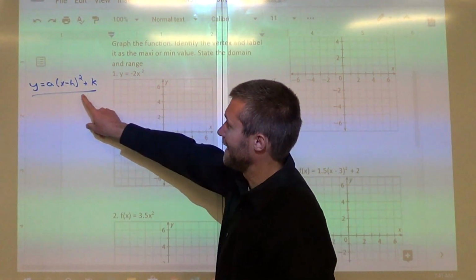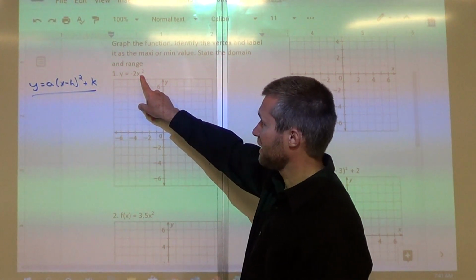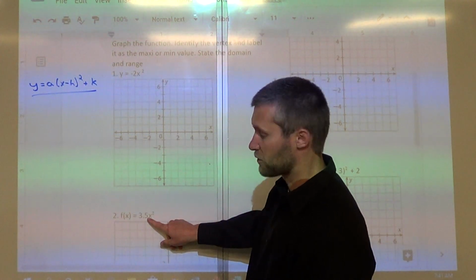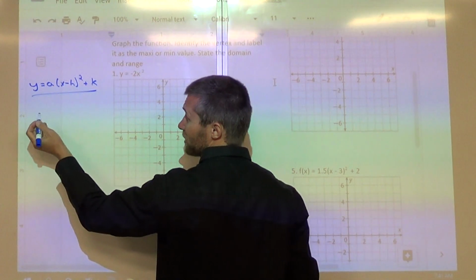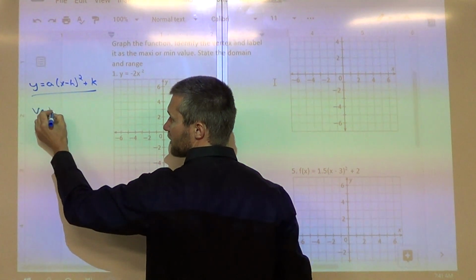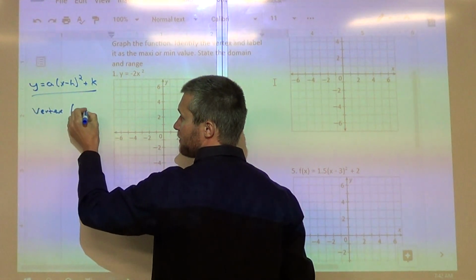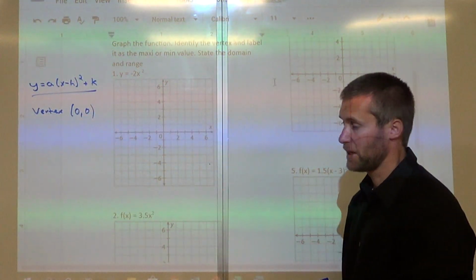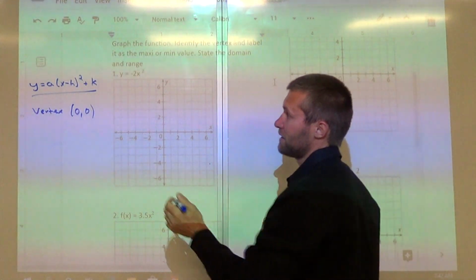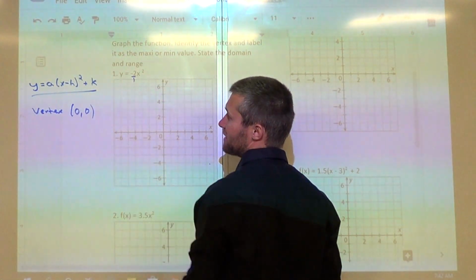Now if I look at it, am I adding or subtracting anything in 1 or in 2? I'm not. So that means my h and k values are 0. So my vertex for both of these is going to be at 0, 0. If I'm not adding or subtracting anything, it's going to be at 0, 0. Then next I said treat this like a slope. So that's negative 2 over 1.